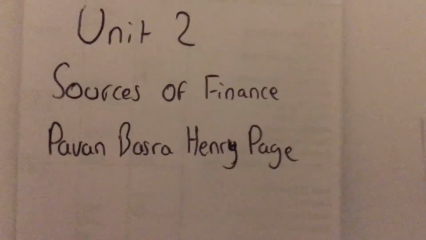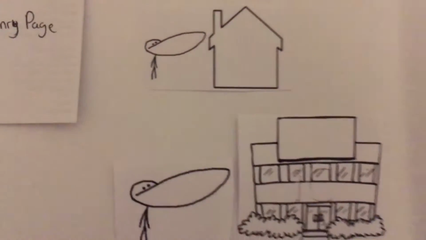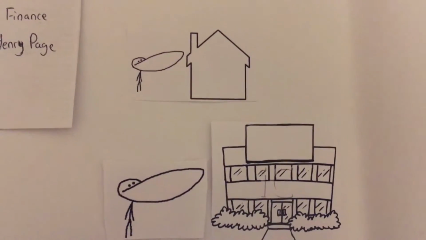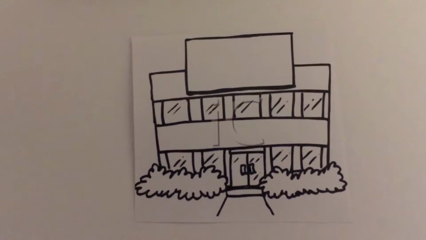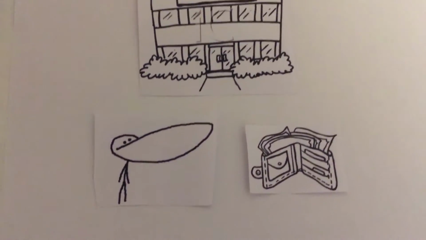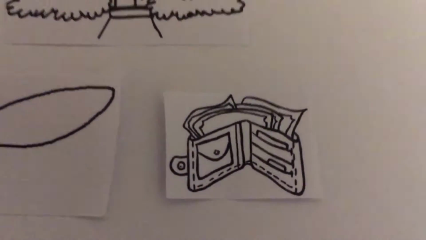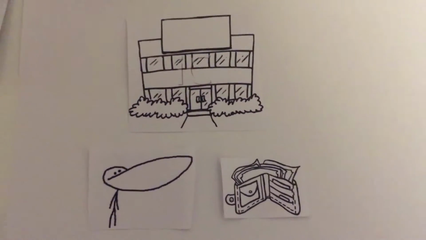Sources of finance. Unit 2. In Unit 2 we look at growing as a business. As a larger firm, it is easier to raise finance. One source of finance for a larger firm is retained profits. These are the profits that have been kept by the owners.